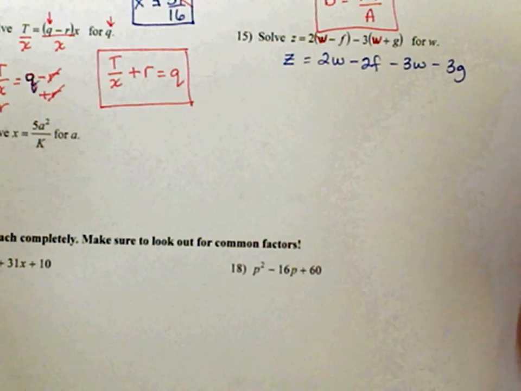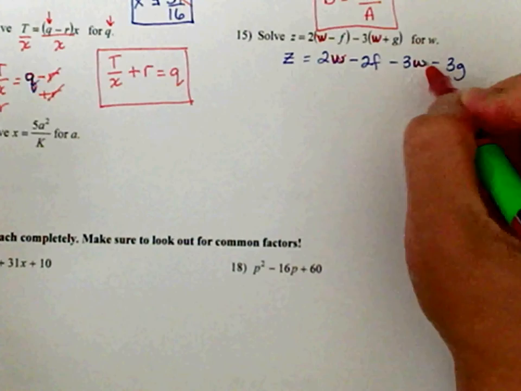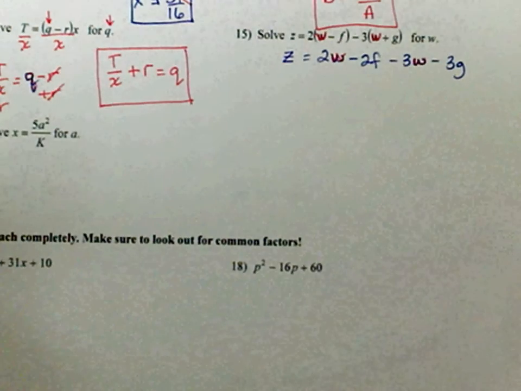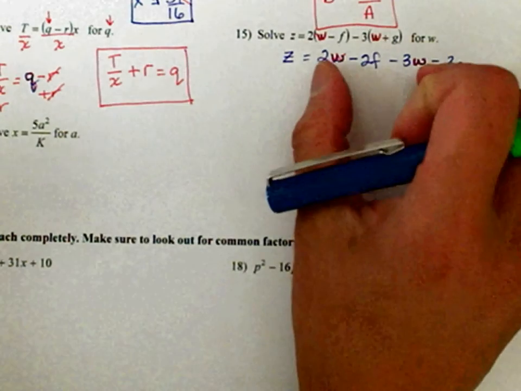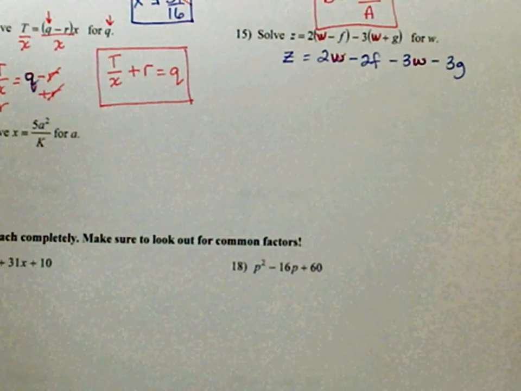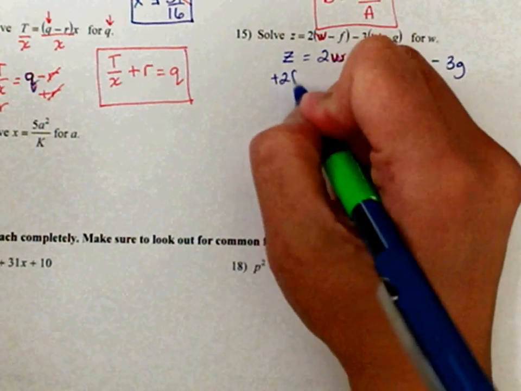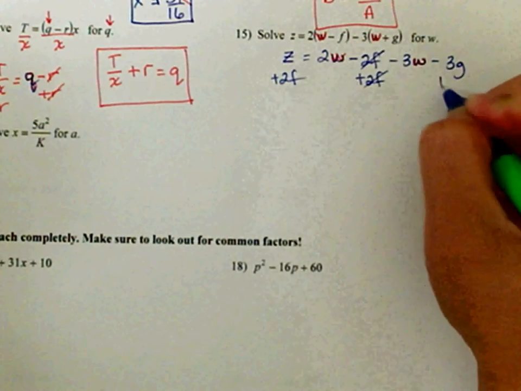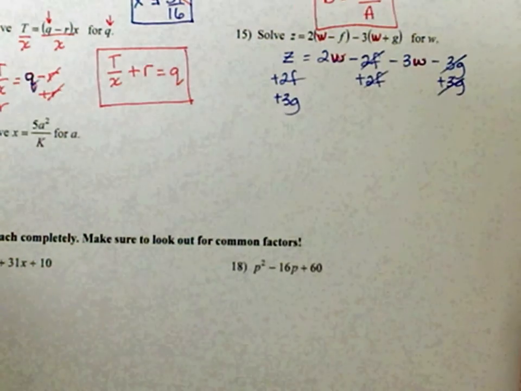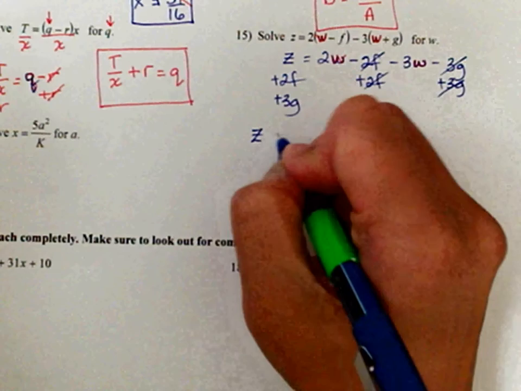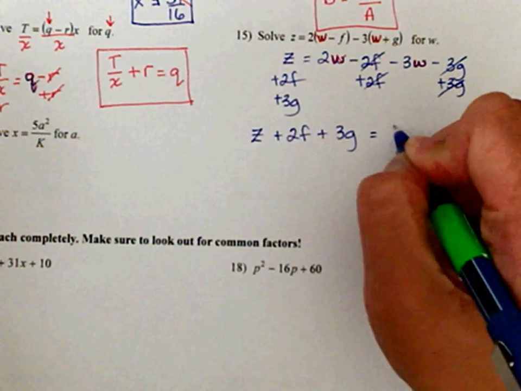We are solving for w. Okay? Keep that in mind. All right. So right off the bat, what if I get rid of those two? That way I can have all the w's together. That's not a bad idea. So I'm going to add 2f. What you do to one side, you do to the other. Plus 3g, plus 3g. See how that cancels out? So now you have z plus 2f plus 3g is equal to 2w minus 3w.